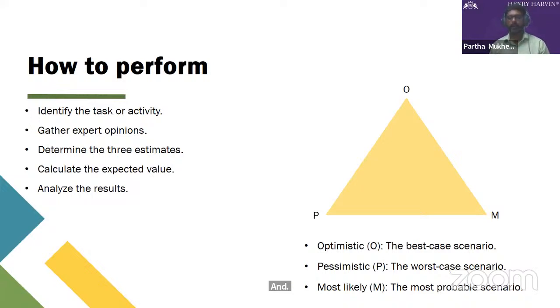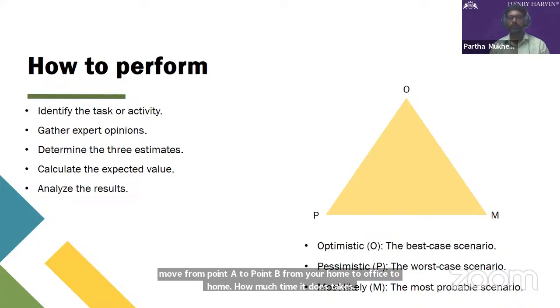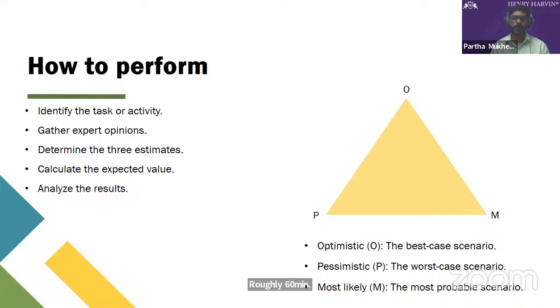Again, I'm giving one example. If someone asks how much time it would take for you to move from point A to point B, from your home to office and office to home. In general, we tell 1 hour, roughly 60 minutes. But when it comes to a project, we need to be specific. We cannot always go by our insight, right? So we can use this formula and take 3 points of estimation: one for O, one for M, and one for P.